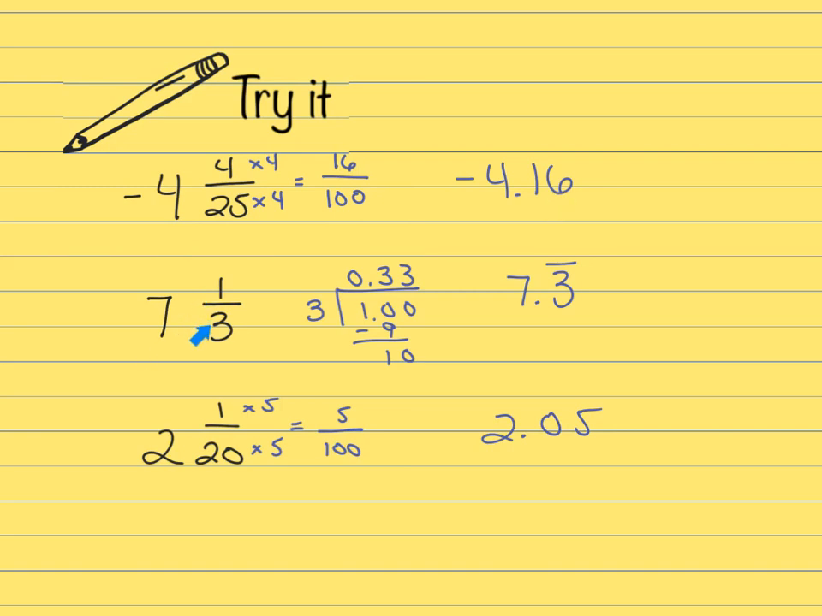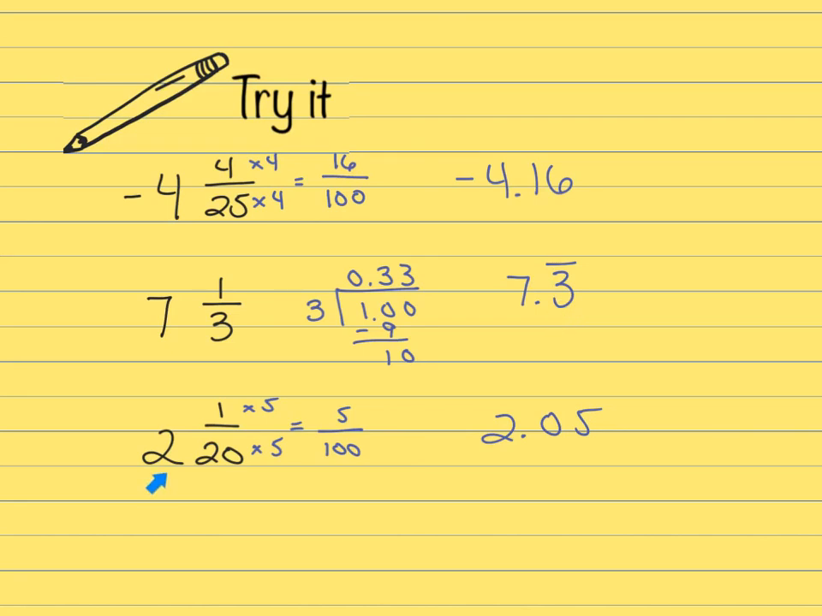7 and 1/3. Well, 3 is not a factor of 10, so we're going to divide our numerator divided by our denominator, and we get a repeating decimal this time. The digit 3 keeps repeating. So we have 7 ones, decimal point, and 3 tenths repeating using that bar notation above the digit that repeats.